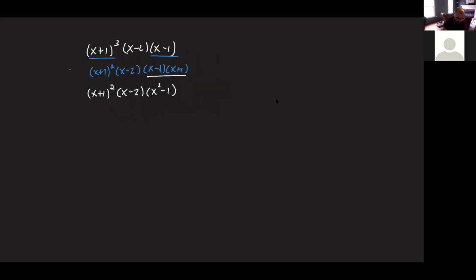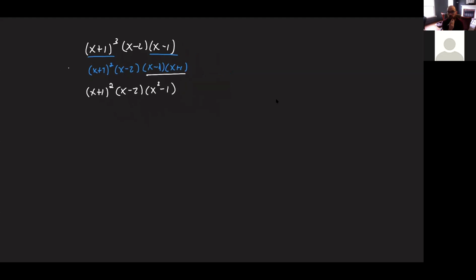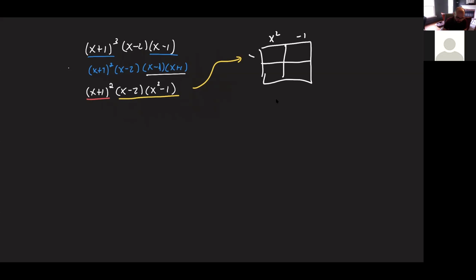From here, we can start thinking about multiplying things together. Maybe we look at this as two different pieces: the red piece and the yellow piece. Both will be area models. In the yellow, we'll do a quick area model to multiply these together. You get an x squared minus 1 along the top and an x minus 2 down here. So this is x cubed minus x minus 2x squared plus 2, which is x cubed minus 2x squared minus x plus 2.